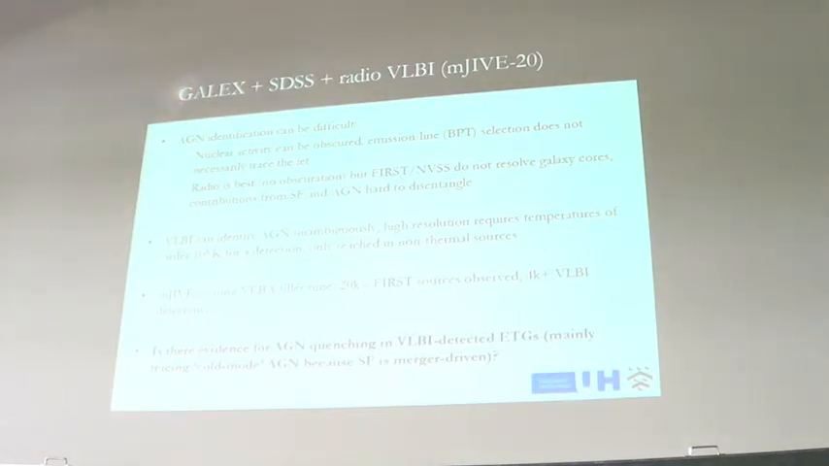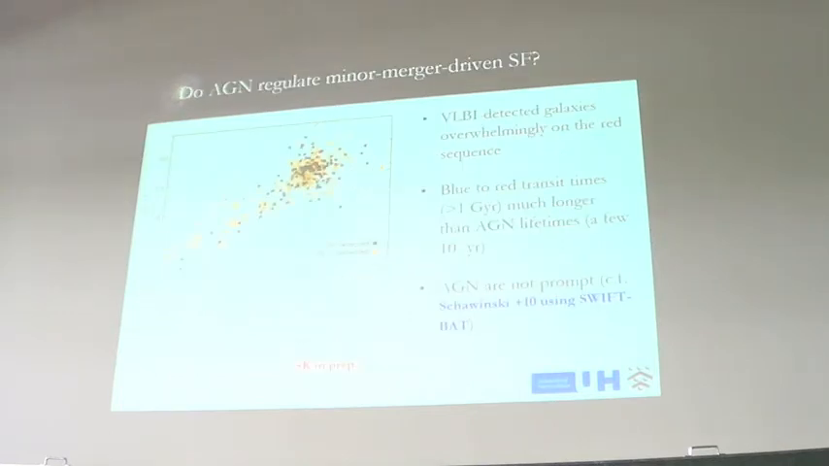Okay, so the question to ask is, is there evidence for AGN quenching in these VLBI detected early type galaxies? Here's the U-R color of early type galaxies, U-R versus G-R, and the black points are the VLBI detections. So these are the guys which have the radio AGN. The first thing you notice is that these are all restricted largely to the red sequence.